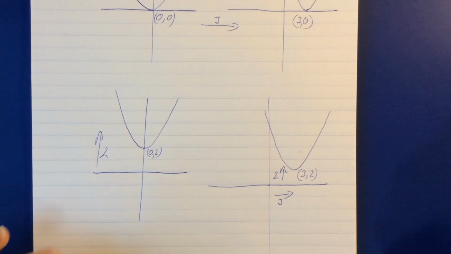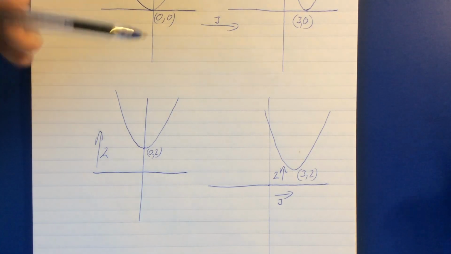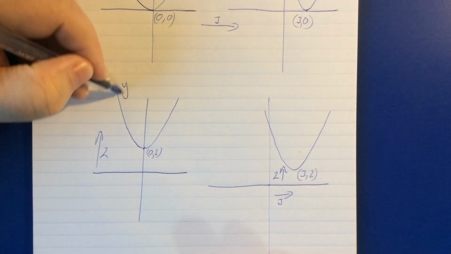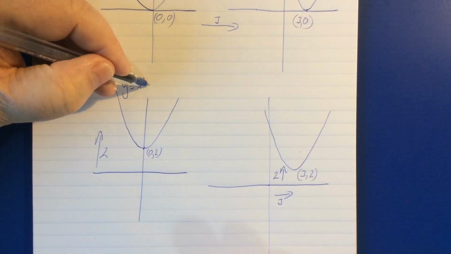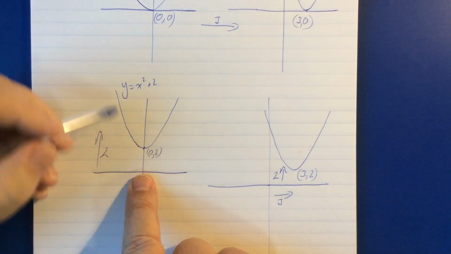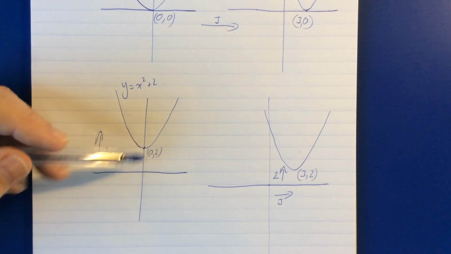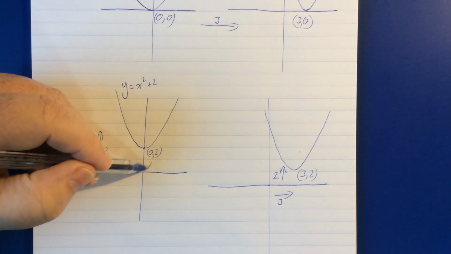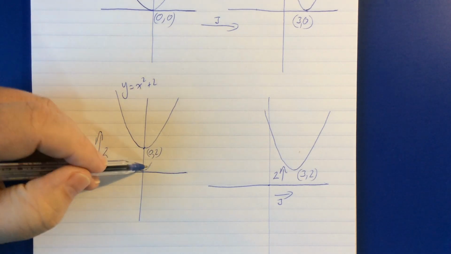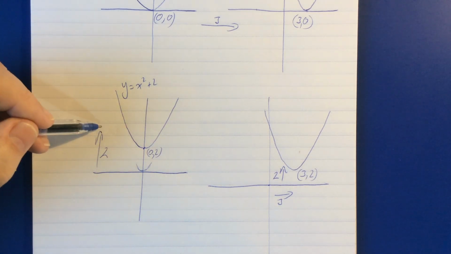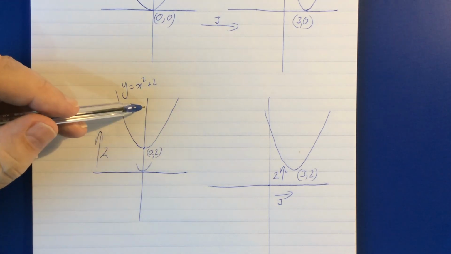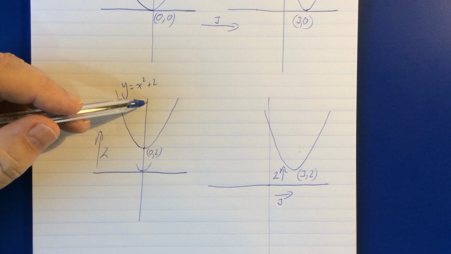Another form of translation is that we can move these things up or down. And so if we take y equals x squared plus 2, which is what this is, we can see that this has started life down here at the origin, and it has been moved 2 units up the y-axis.